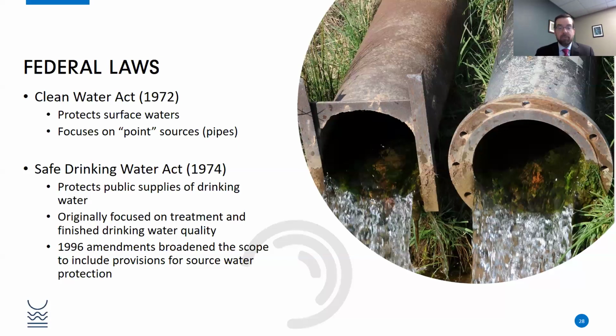States can apply for primacy, which gives them authority to implement the Clean Water Act and Safe Drinking Water Act within their jurisdictions, and creates obligations for them to ensure that people have clean drinking water. The Safe Drinking Water Act focuses on drinking water quality, and generally that means finished drinking water quality, what actually comes out of people's taps. There are also requirements, though, that address source water protection. So that's the water that is being used for drinking water before it's treated.